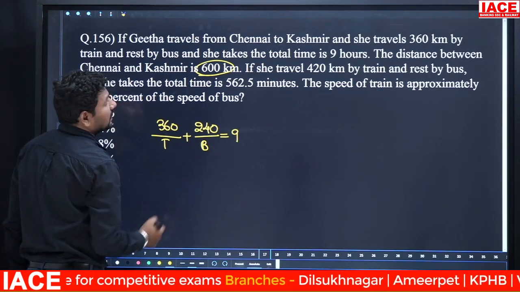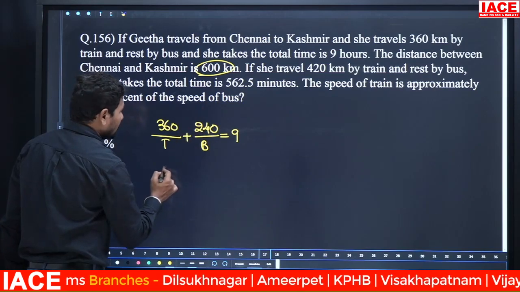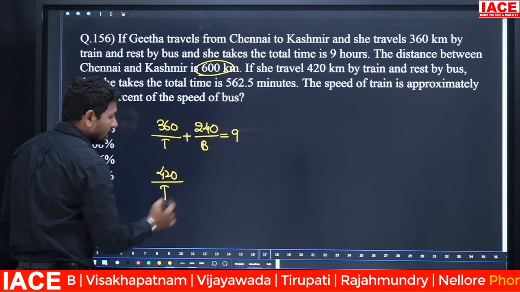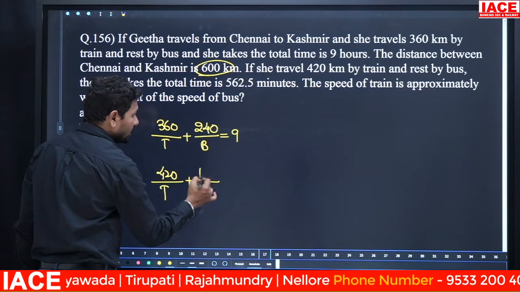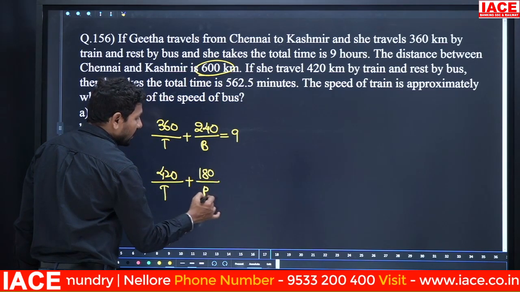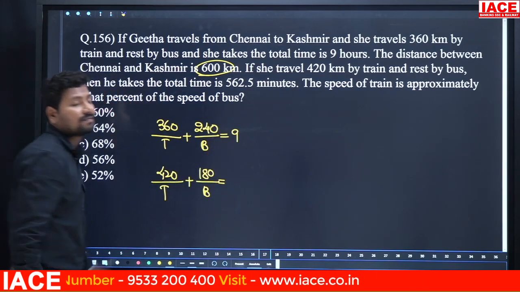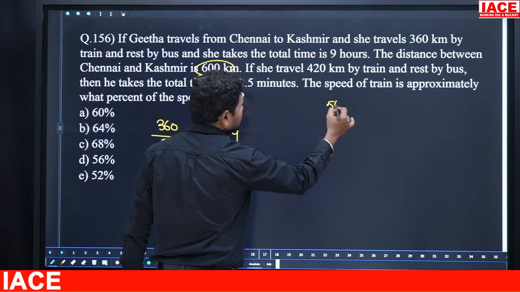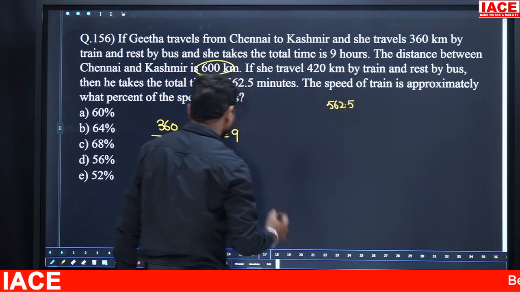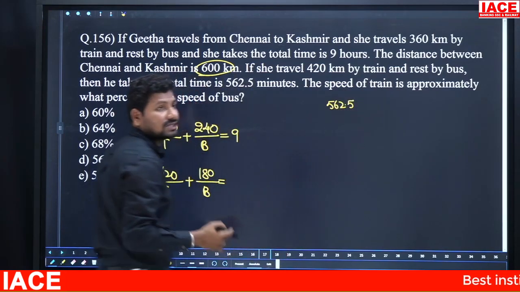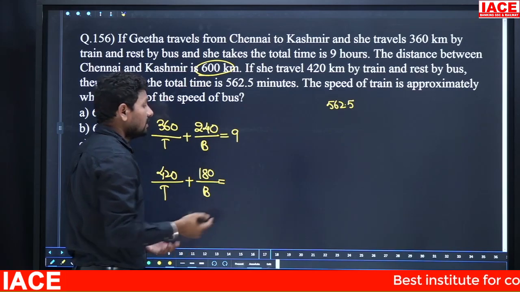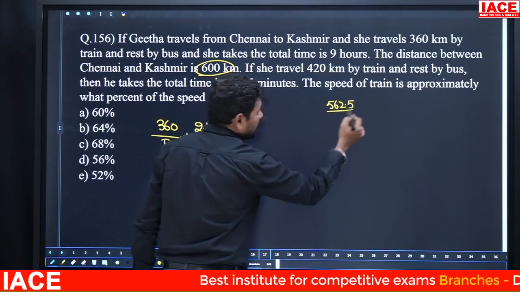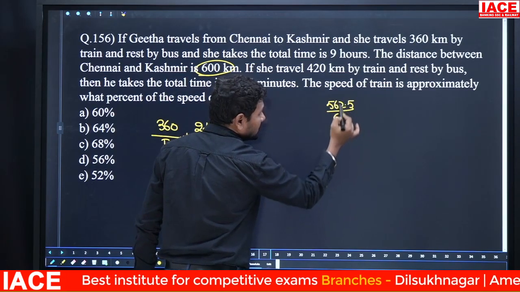And coming to the second equation, she takes 420 kilometers to come by train, and next remaining how many kilometers? 180 kilometers go by bus. Then here the journey time is how much? 562.5 minutes. This is minutes. Minutes convert into hours. Minutes convert into hours means what we can do? 562.5 by 60. Okay. Decimals purpose.